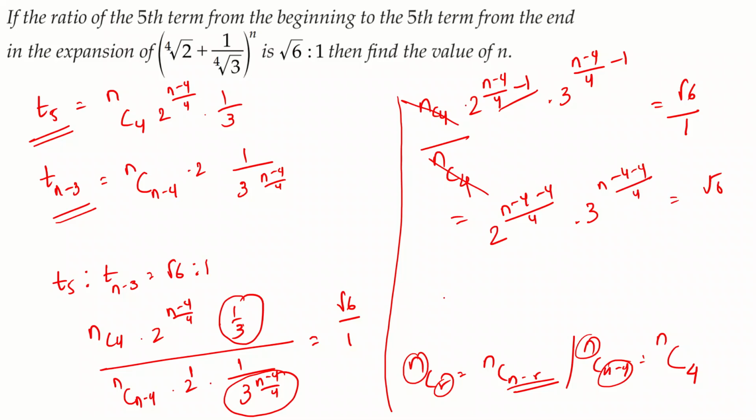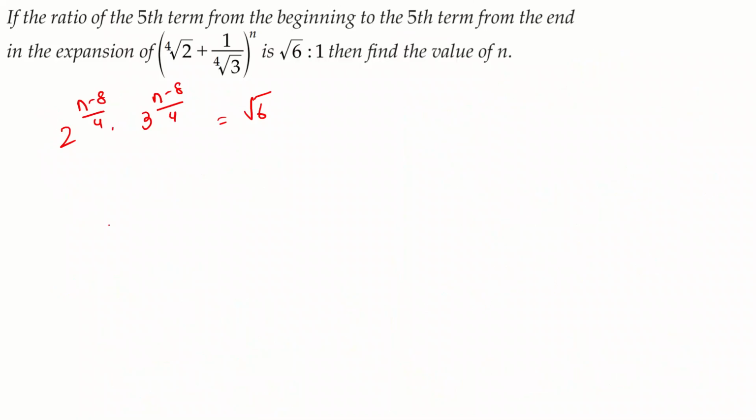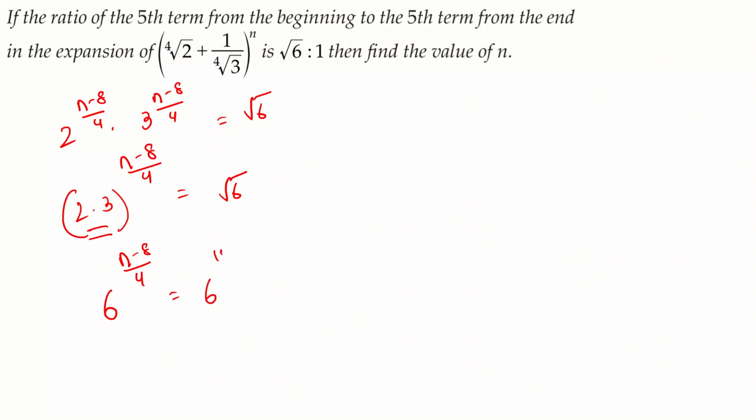Okay, so we can write this as 2 to the power of (n minus 8) by 4 into 3 to the power of (n minus 8) by 4 is equal to root 6. Let me again make some space. Now what we can do is take this power common to both of these terms. We can write it down as (2 into 3) whole to the power of (n minus 8) by 4 is equal to root 6. 2 into 3 is 6. So I can write this as 6 to the power of (n minus 8) by 4, and this root 6 I can write down as 6 to the power of half.